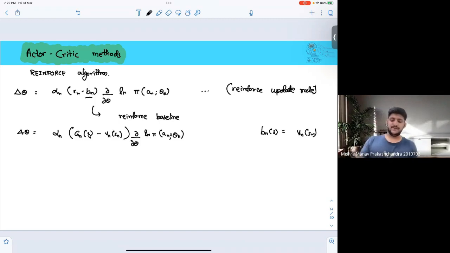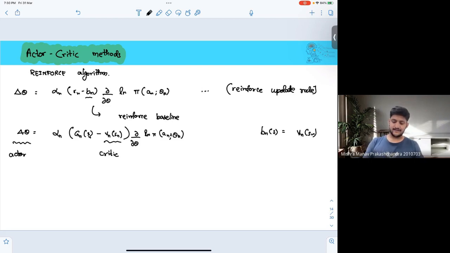Okay. So typically one calls the policy update to be an actor, and this value function could be termed as the critic. Critic evaluates a particular state. The actor takes action based on the evaluation that the critic provides.